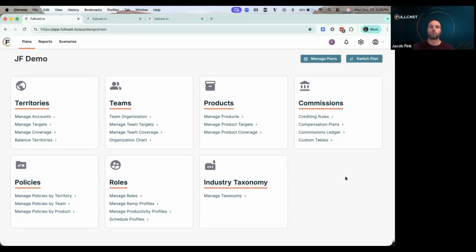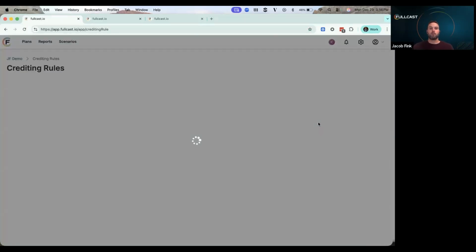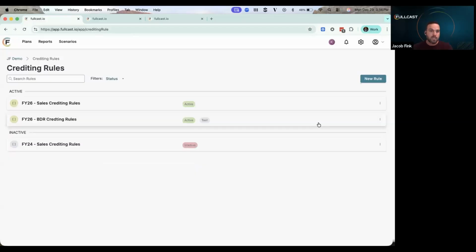So let's jump into the crediting rules and talk a little bit about how Fullcast helps to automate the process of establishing credit. And so as part of this, we really want to break out your compensation plans into all of their different elements and define a crediting rule for each of the various transactions for which an individual may receive credit. This could be based on a deal being closed, but it could also be based on deals progressing through different stages. It could be based on meetings being booked for a BDR or SDR. And so this is where we break out all the different rules related to crediting.